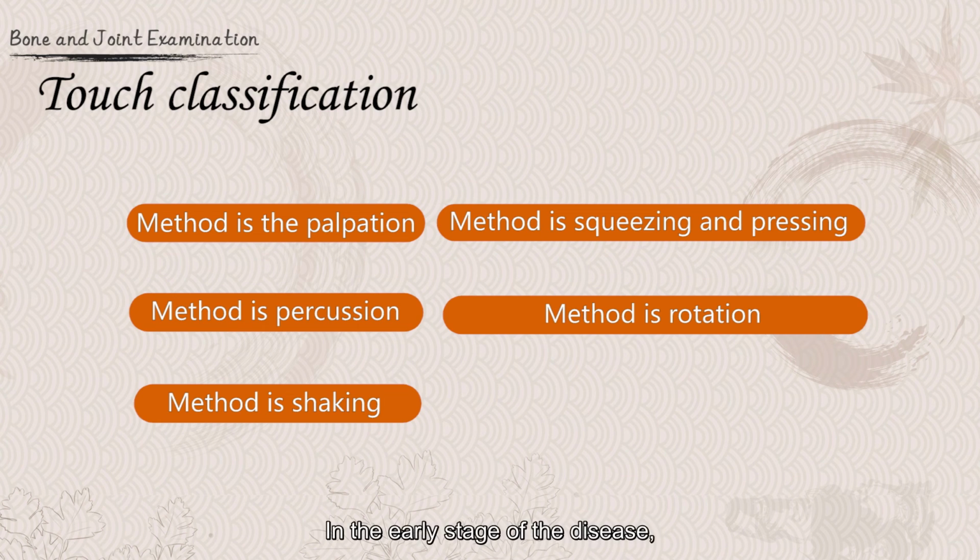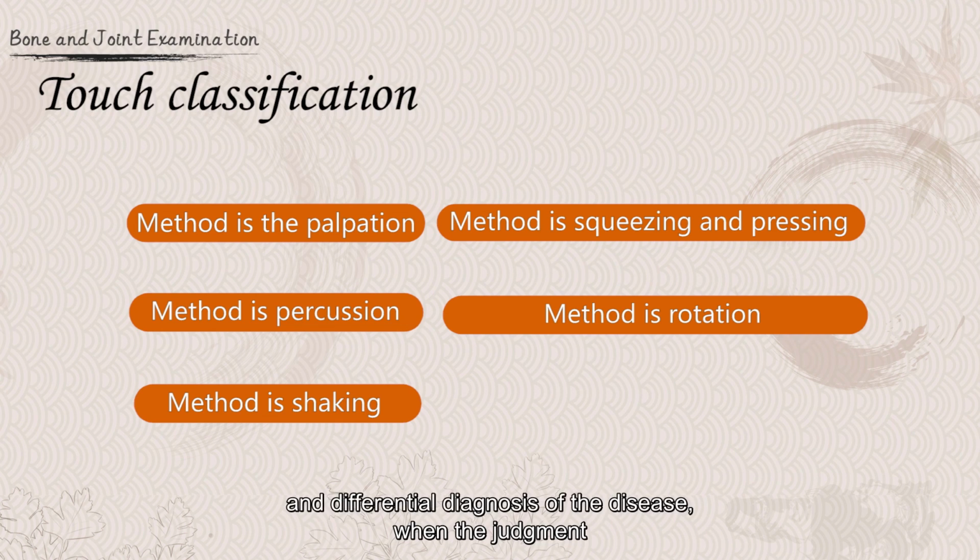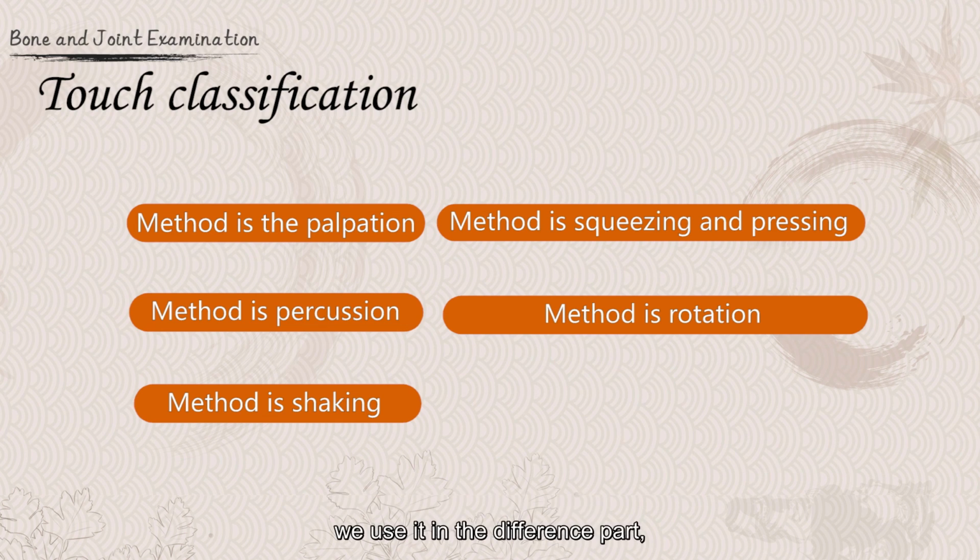In the early stage of the disease, we use the above methods for the examination of bone and joint. Special examination methods are required for the judgment and differential diagnosis of the disease. We use them in the different parts. Please study the video by yourself. I wish you can try it with your classmates.